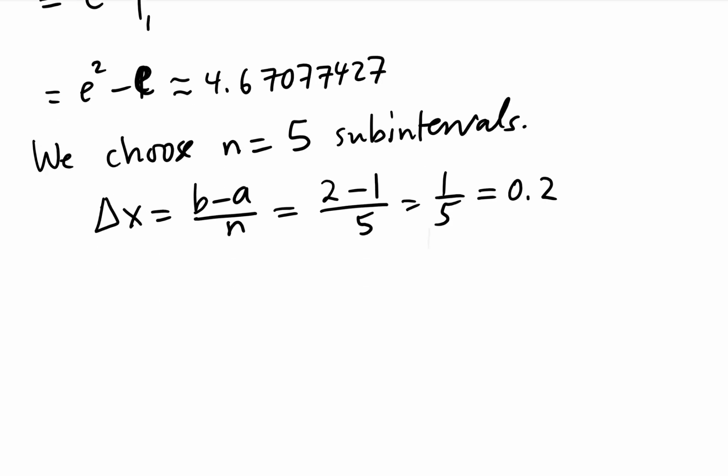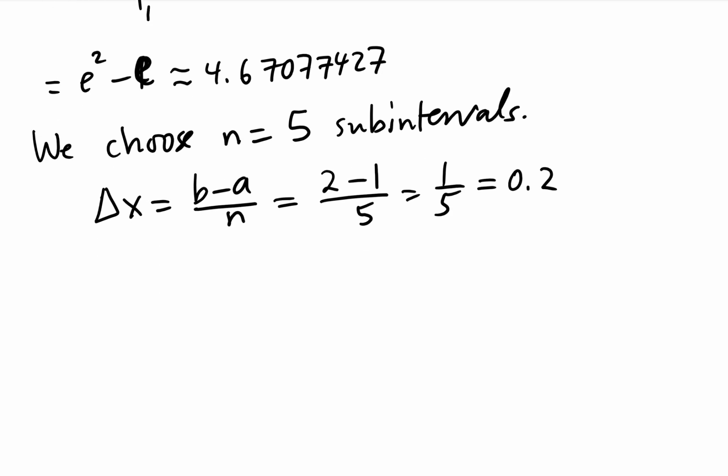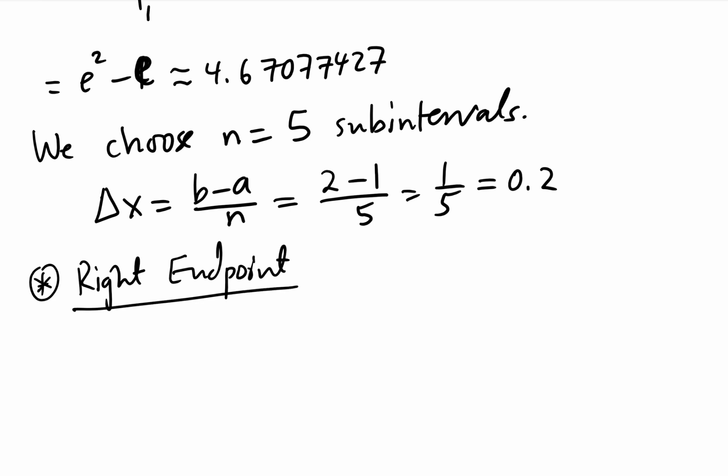So I'm going to use the Riemann sum, the right Riemann sum, or the right endpoint. So first one, we're going to use right endpoint to estimate the area below e to the x from 1 to 2. So how do I do this?